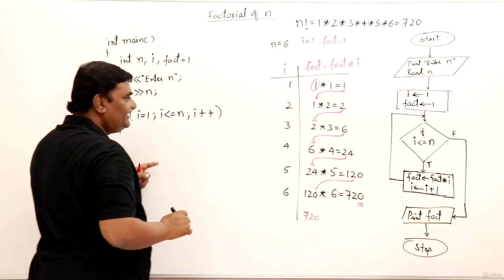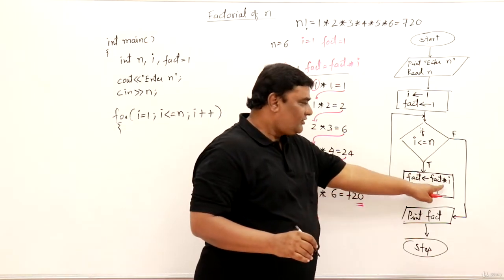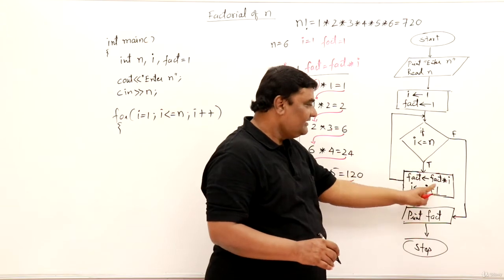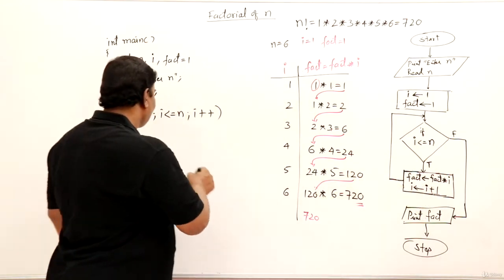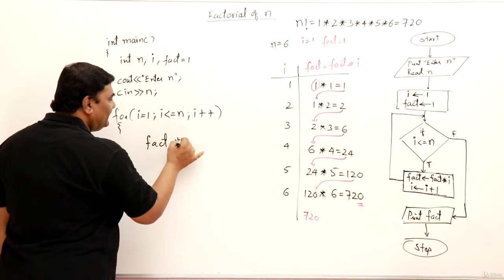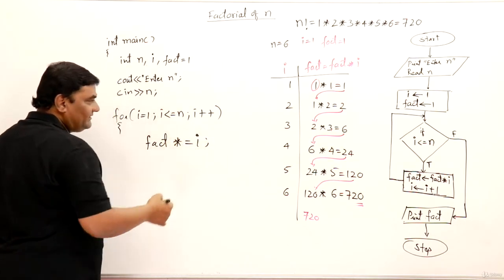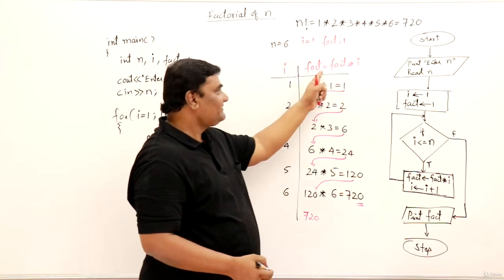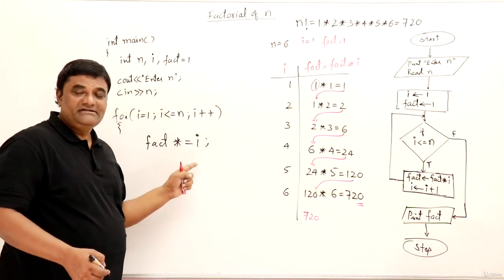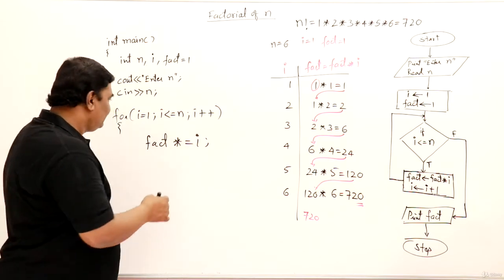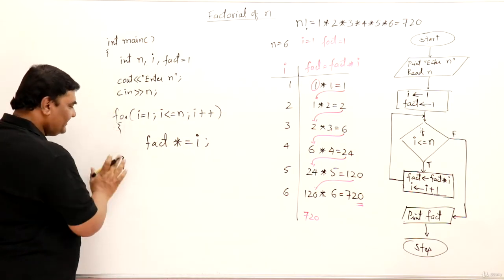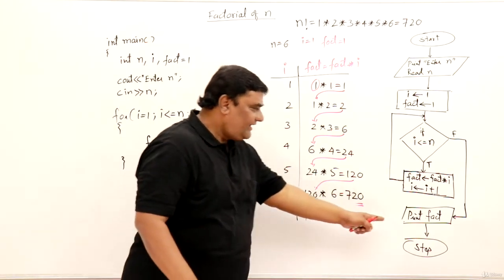Now everything is happening inside this for, only this product part. This is finished, this is finished, this is finished, right? Only this product part should be inside the loop. So fact, multiply, assign, I. Instead of writing fact assign fact into I, I can even write a compound assignment statement, and I can write it like this. That's all. So this becomes very simple. Outside the loop, at the end, I should print the factorial.